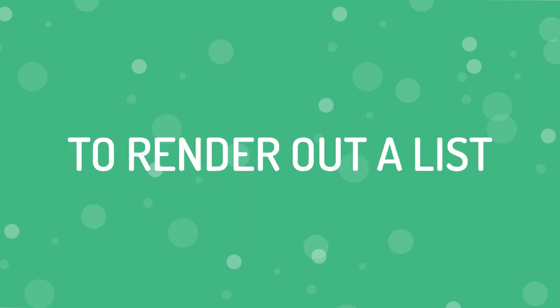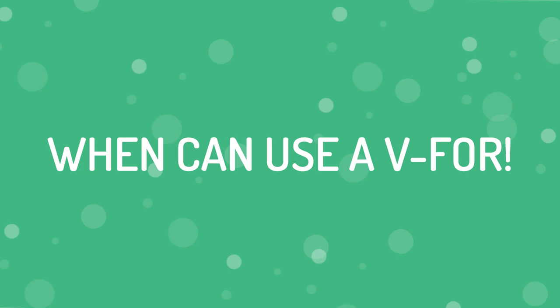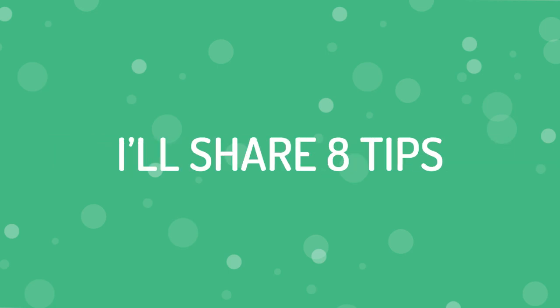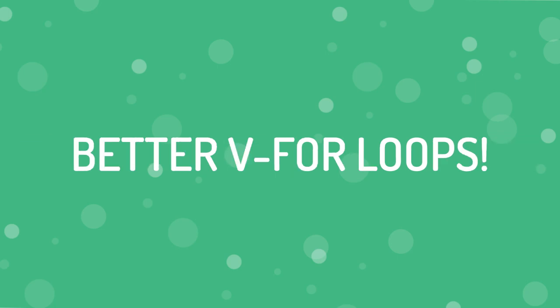When using Vue to render out a list of items based on an array, we can use a directive called v-for. Now, the concept of a v-for loop is quite simple, and if you work with Vue, you're probably already quite familiar with them. So within this video, I'm going to share with you 8 tips that can help you start writing better v-for loops that align with Vue's best practices.